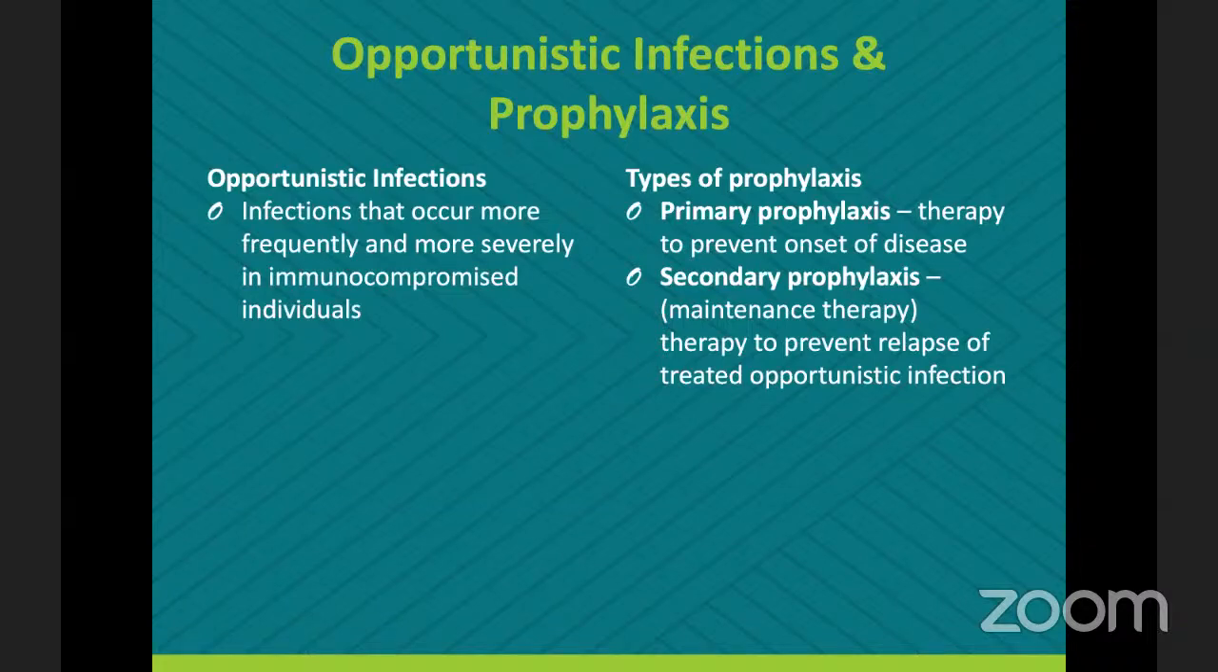With regards to prophylaxis, there can be types of prophylaxis. You can get a primary prophylaxis, which is basically therapy to prevent the onset of the disease, versus a secondary prophylaxis, also known as maintenance therapy, to prevent the relapse of a treated disease. With regards to HIV prophylaxis, the primary healthcare EML basically goes through 3 different medications used to prevent infections, which we'll go into further detail in the presentation.